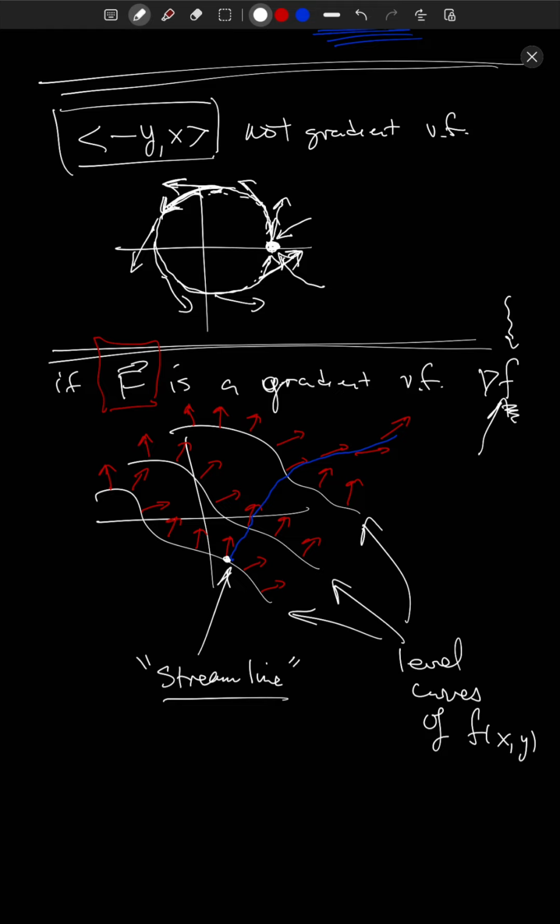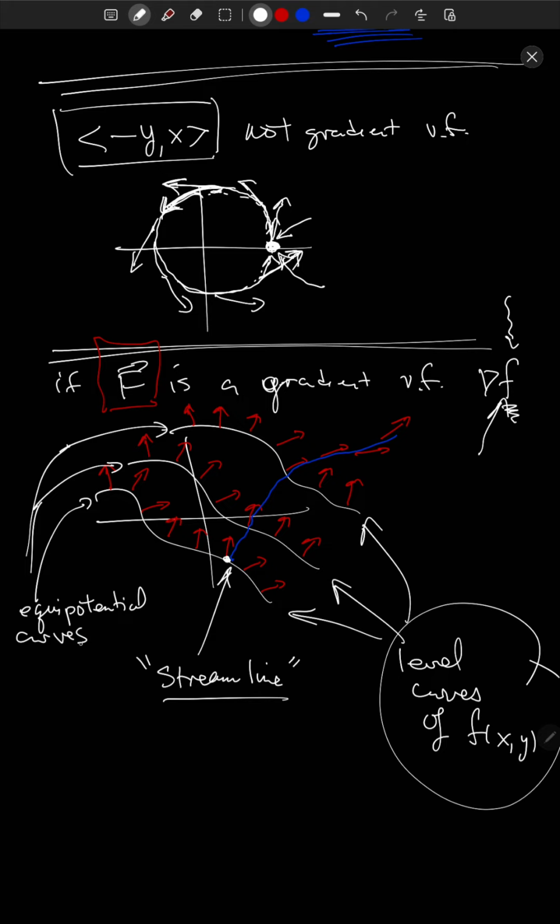And the level curves in this setting are called, or at least our book likes to call them, equipotential curves. Right? They are just the level curves, but perhaps in the context of studying this as a vector field, you can call these equipotential curves. All right, so you'll see that term on the homework.